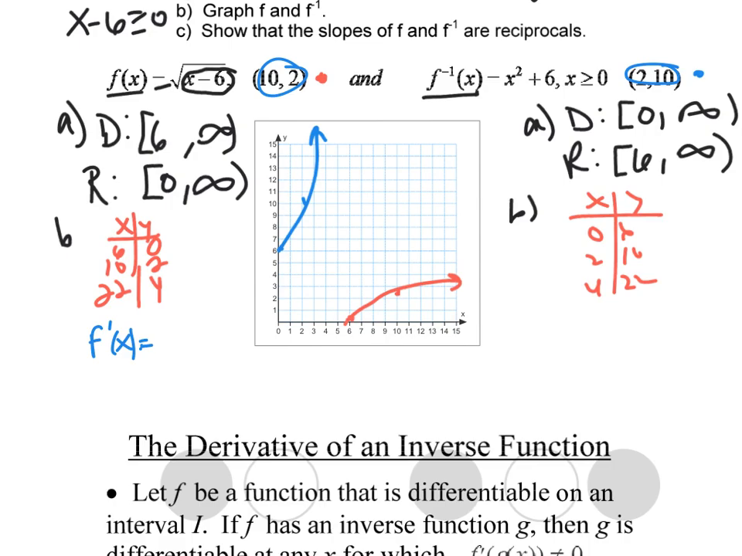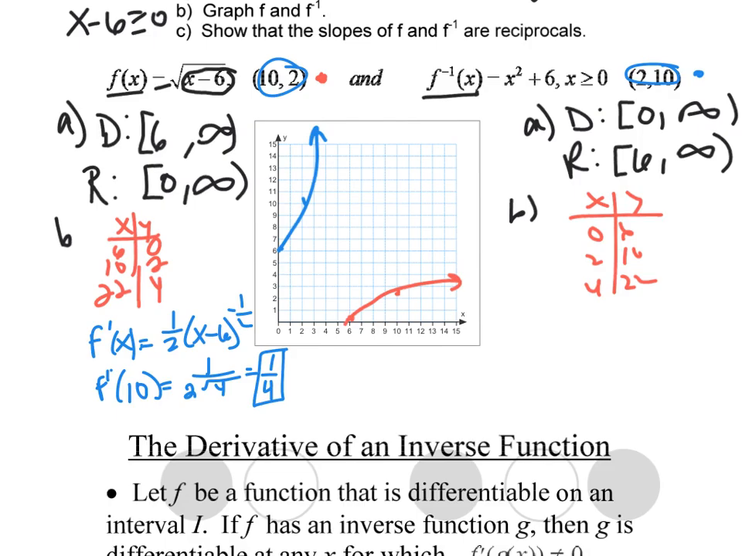So let's do that. We'll find the derivative of this. So it's going to be, this is really x minus 6 to the 1/2, if that makes sense from radicals. So it'd be 1/2 x minus 6 to the negative 1/2. And then if I plug in the x value, I would get 1/2 times the square root of 10 minus 6, which is 4. So that gives me 1/4. Okay, I want to do the same thing for the inverse function.